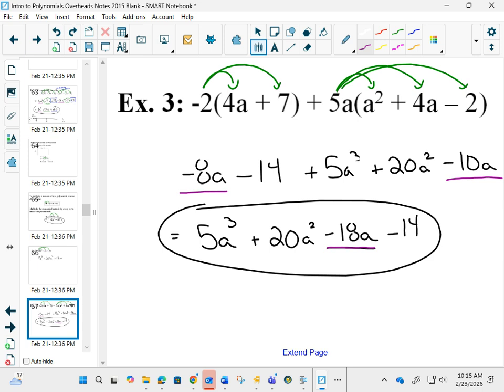Does the order matter? That's right, the order doesn't matter. The preferred order is that you start with the highest degree and go down to the lowest. So this has a degree of 3, degree of 2, degree of 1. The constant term would be written last. Let's finish the notes first, okay?